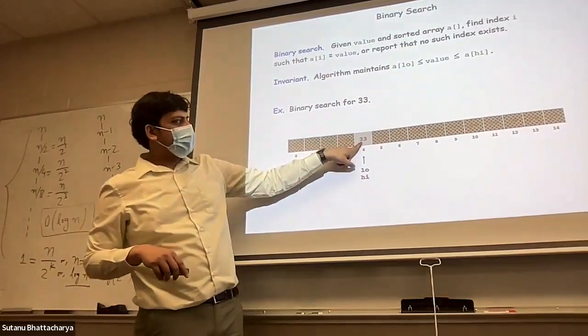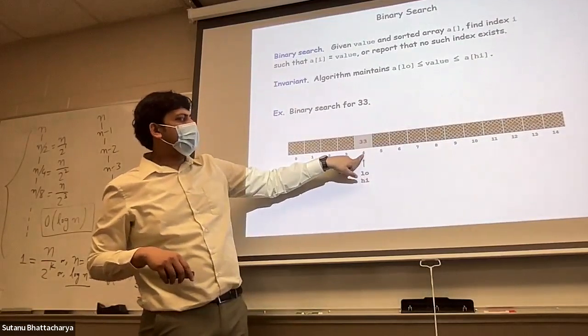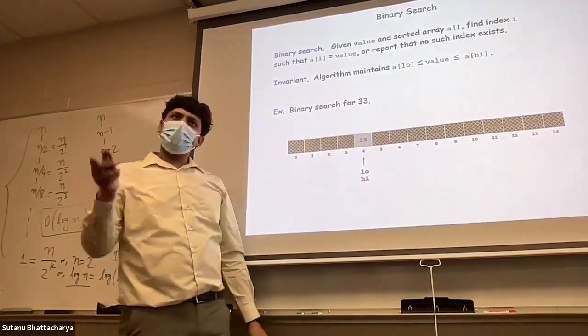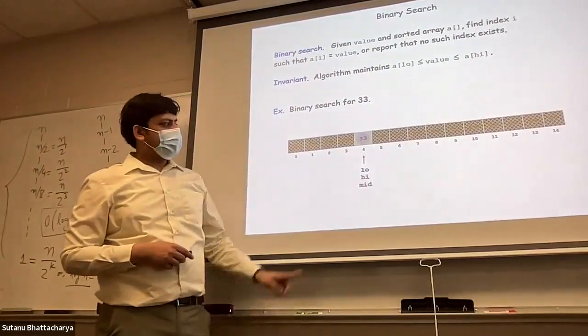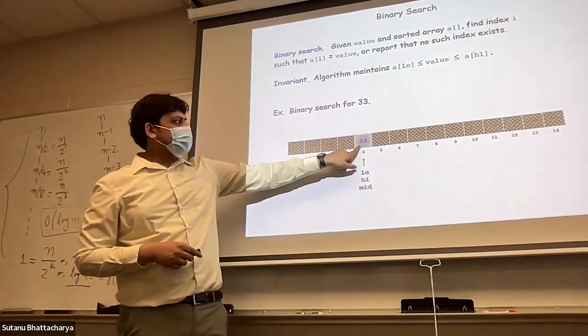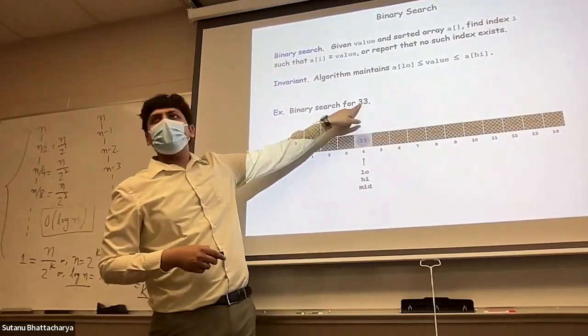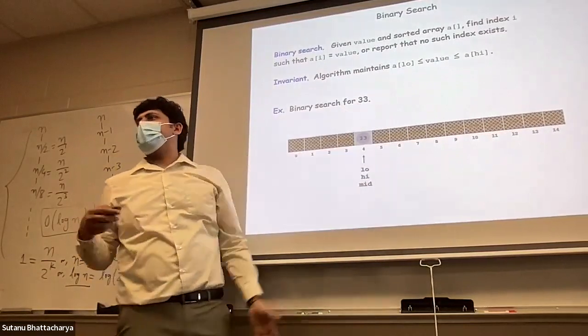Again, now low and high both are pointing to index 4. Calculate again the middle element. So middle would be 4. And the middle element, 33, equals your searching number. That means you have found it.